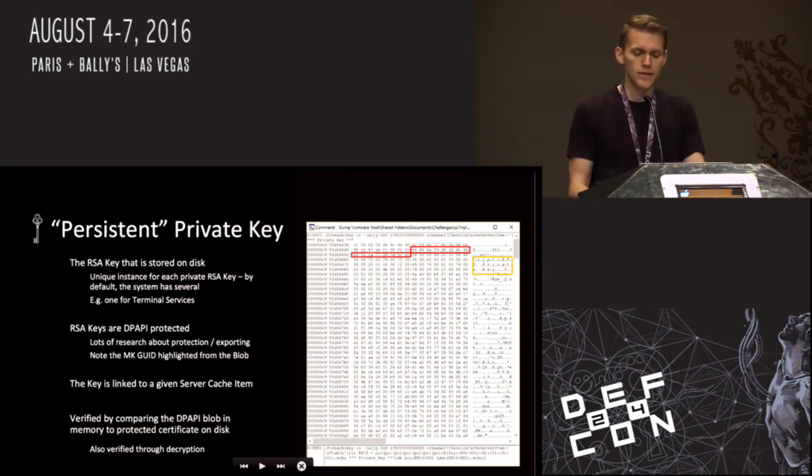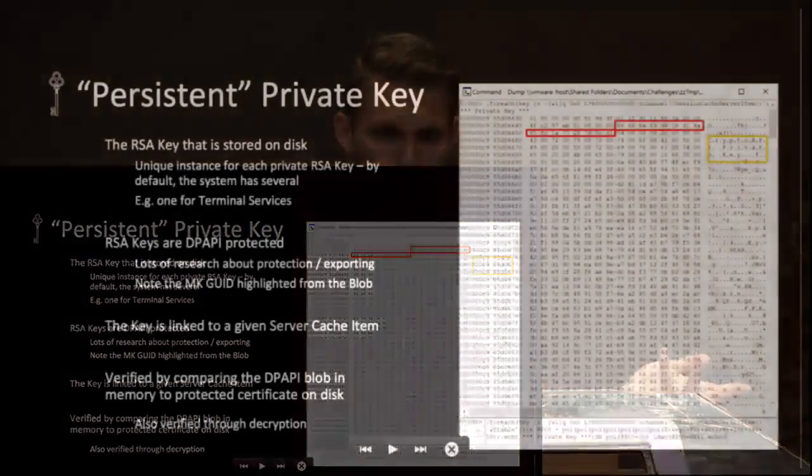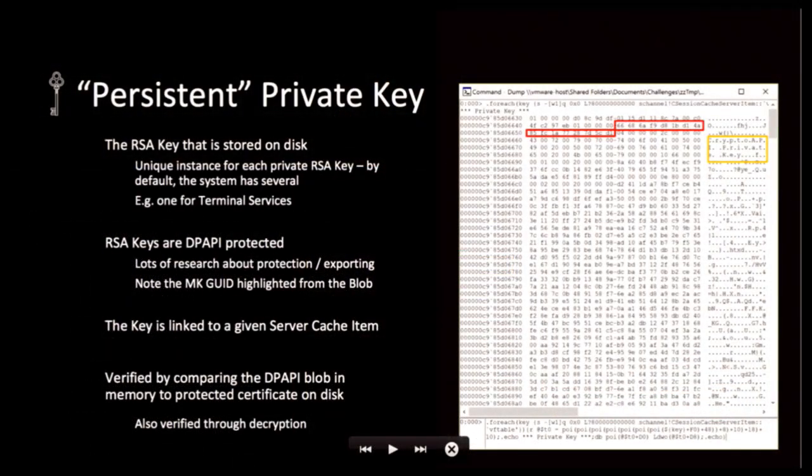So then the persistent private key itself. At this point, we have all the ephemeral things in theory, other than that whole session key thing that we'll get to. But what about impersonation of the server? What about that little lock symbol that wasn't unlocked, where you guys are like, yeah, he's cheating? Well, the RSA key gets pointed to directly out of one of those KSPK structures, the key storage provider, and it's encrypted in memory. It's encrypted with DPAPI.